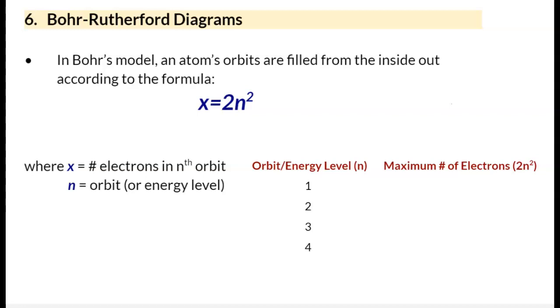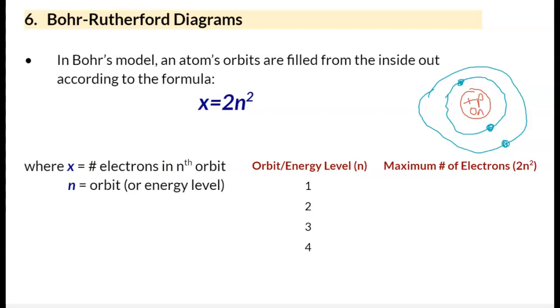So just as a reminder, in a Bohr-Rutherford diagram, you'll remember that we're going to have our positive protons in the nucleus, and we'll have our neutrons as well in there creating that mass. And then, we're going to have our electrons filling those orbits from the inside out with electrons, right? Hopefully you'll remember that.